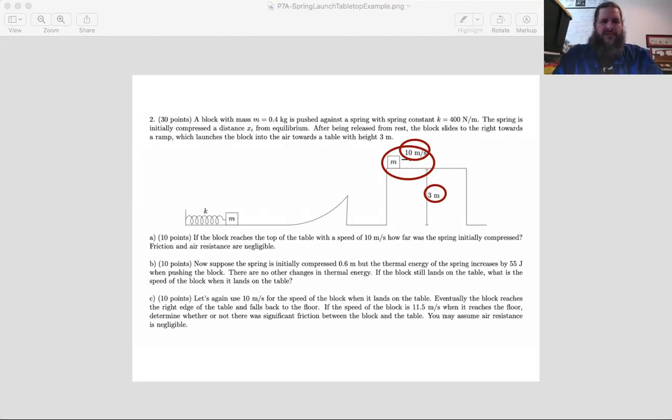In the final situation can be described by the block has just reached the tabletop. And we know its height at that instant in time, I guess we can call that Y final, is 3 meters off the ground. And we know the speed at that instant in time is 10 meters per second. So we know what's going on at that instant in time.